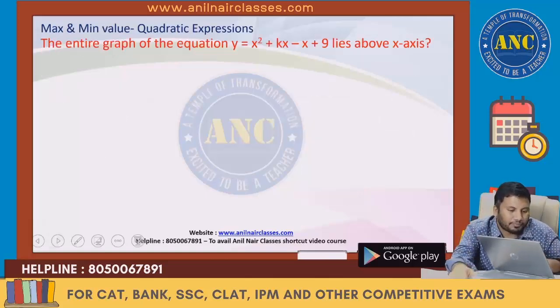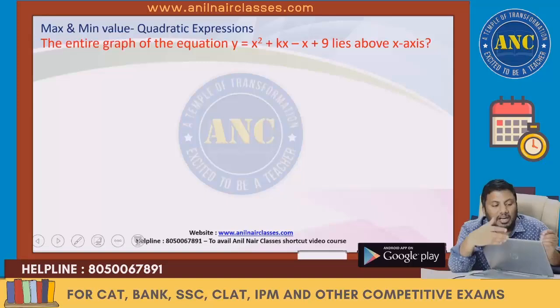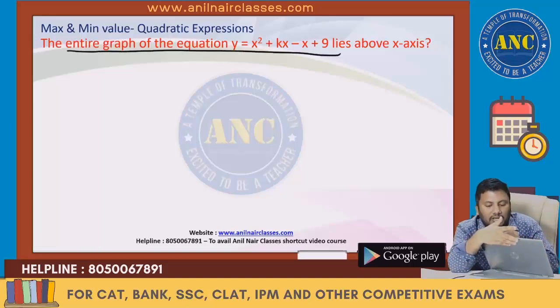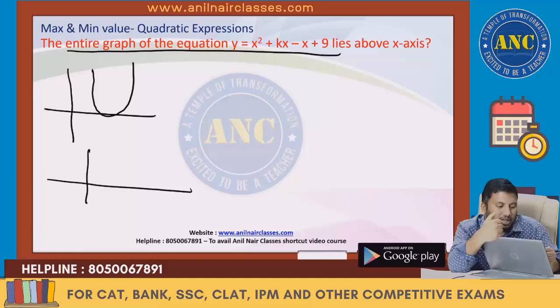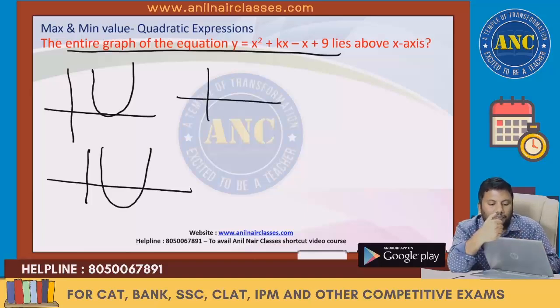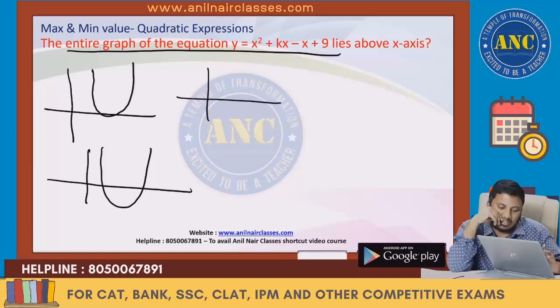Next one. The entire graph of the equation is above the x-axis. If it is above the x-axis, either it can be like this, or it can be like this, or the entire graph lies above the x-axis.